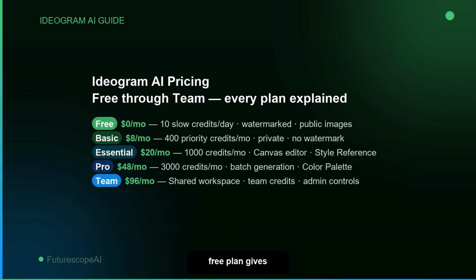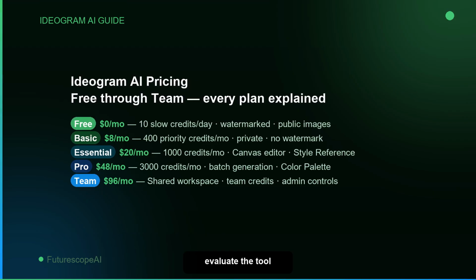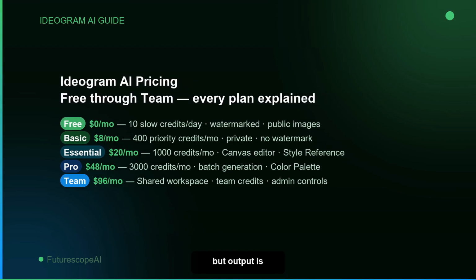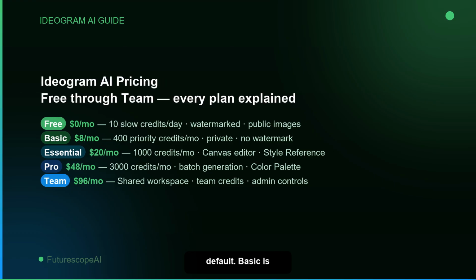Ideogram pricing. The free plan gives you 10 slow generation credits per day, enough to evaluate the tool and test prompts, but output is watermarked and images are public by default. Basic is $8 a month, 400 priority credits, private images, and no watermark. The right starting point for anyone using Ideogram for real work.